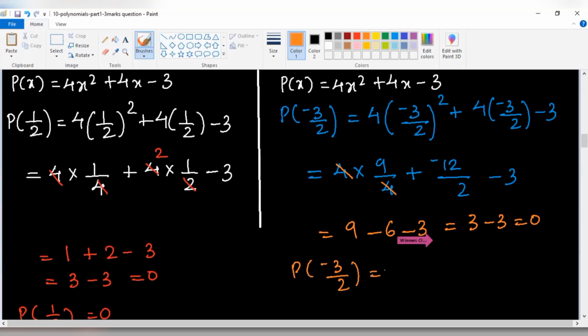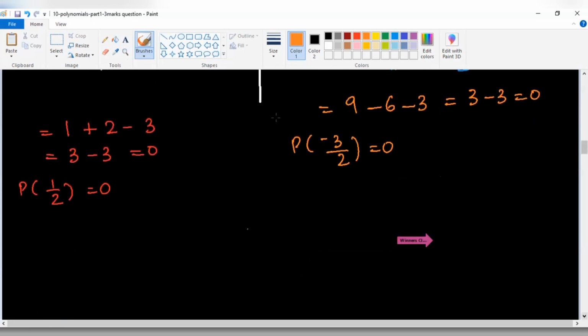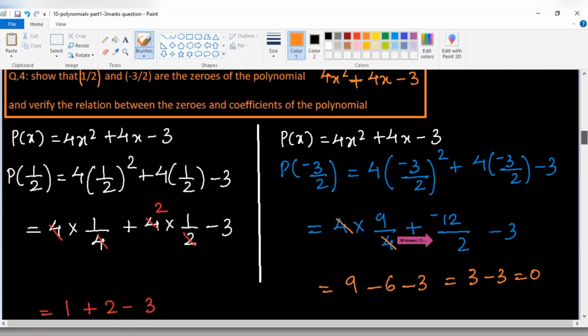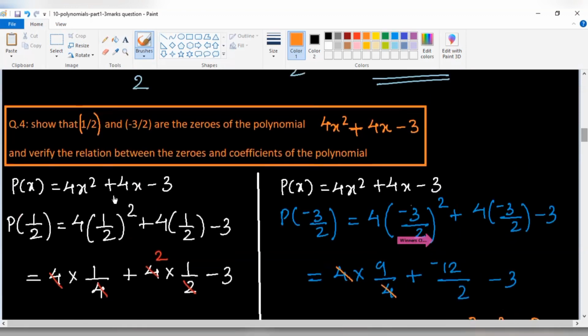So what we can say, since these two values are 0, we can say that 1 by 2 and negative 3 by 2 are zeros of p of x. Now, the question is not completely done. We have to verify the relation between the zeros. So this is the given polynomial.